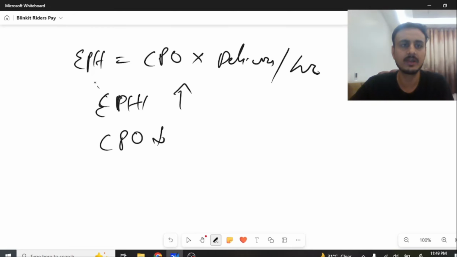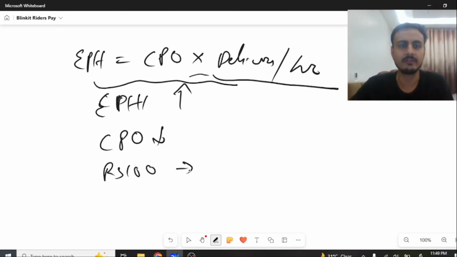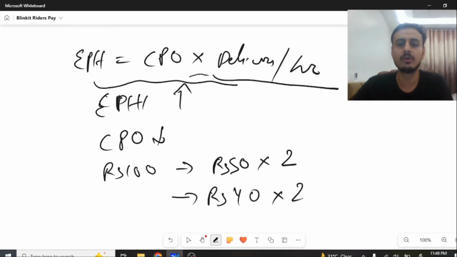So ideally, what you can do is work on deliveries per hour. If a rider wants to earn rupees 100 in an hour, and your CPO is rupees 50, then the delivery partner should deliver 2 orders in an hour. Suppose you change this maths, and instead of 50 it comes out to rupees 40, then you have to do almost 2.5 orders in an hour to arrive at this same figure. So this is what you need to figure out, and this becomes a very important metric to track.